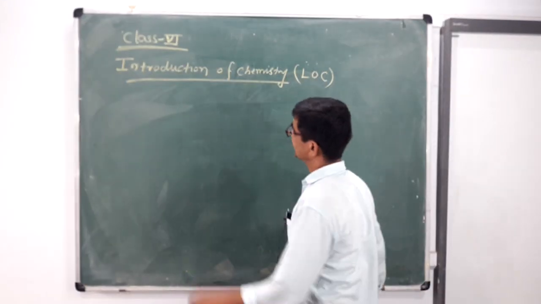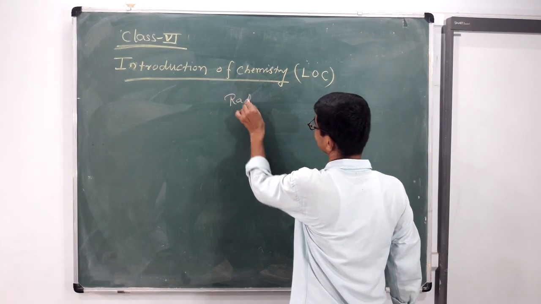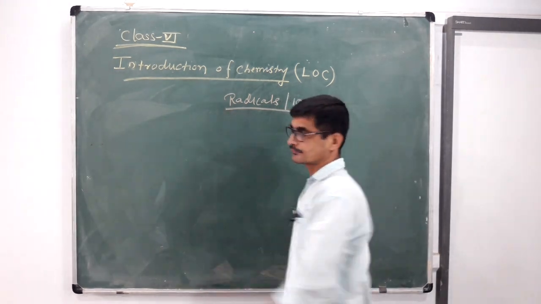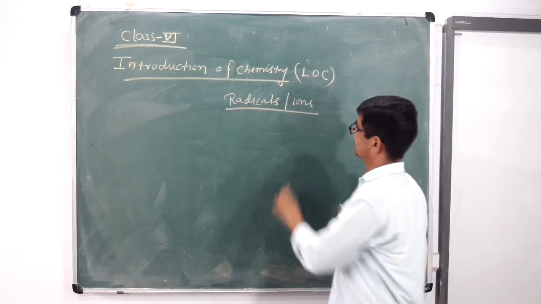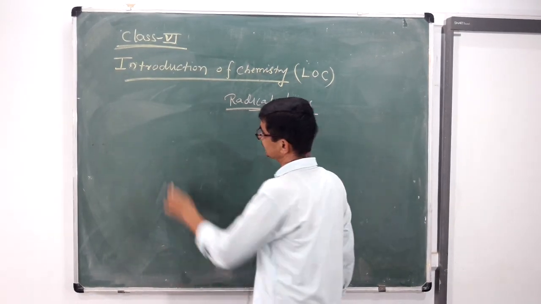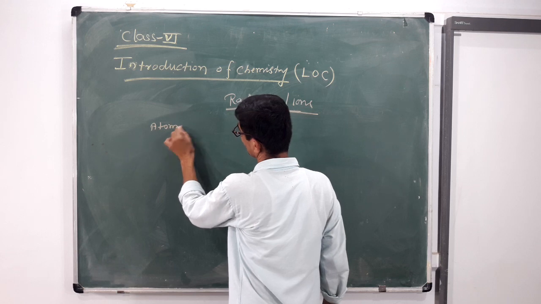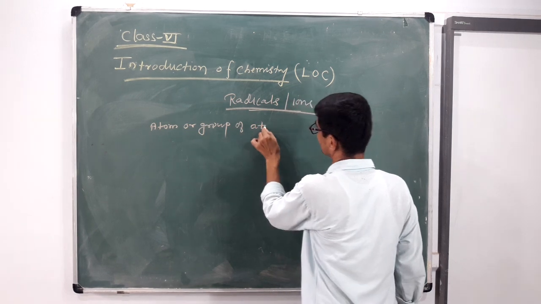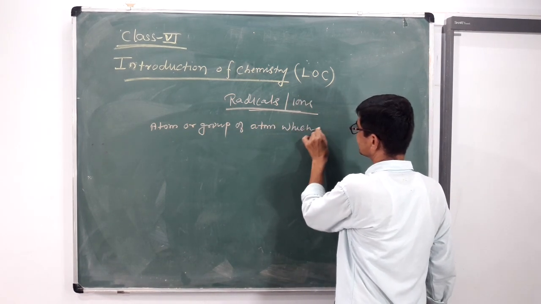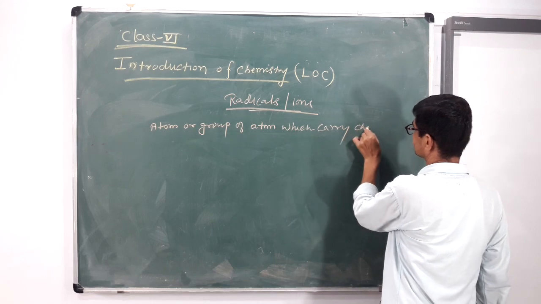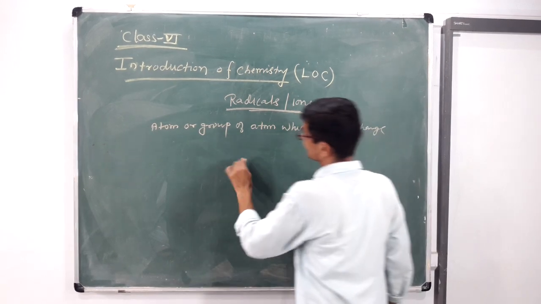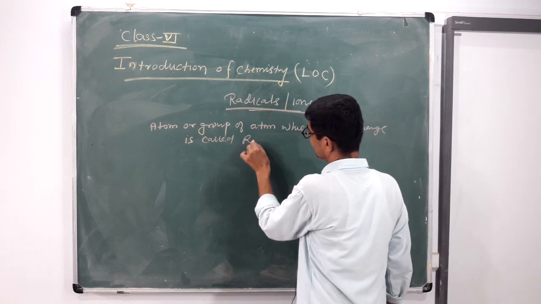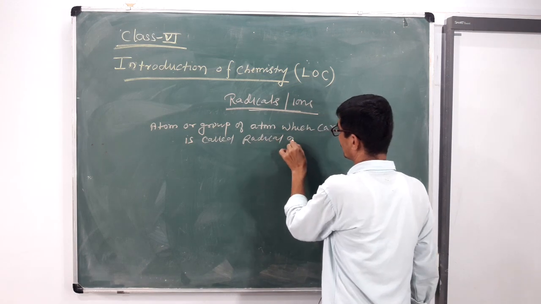Next topic is radicals or ions. What do you mean by radicals or ions? So definition is: atom or group of atom which carry charge is called radical or ions.